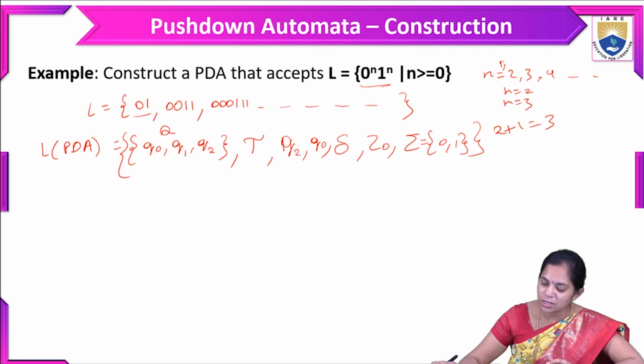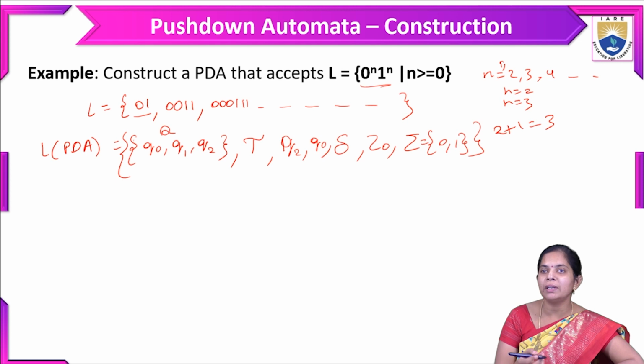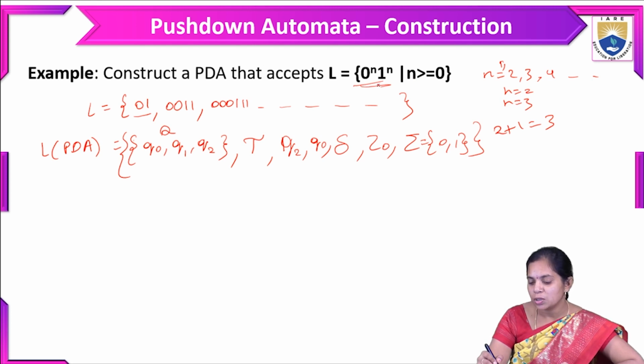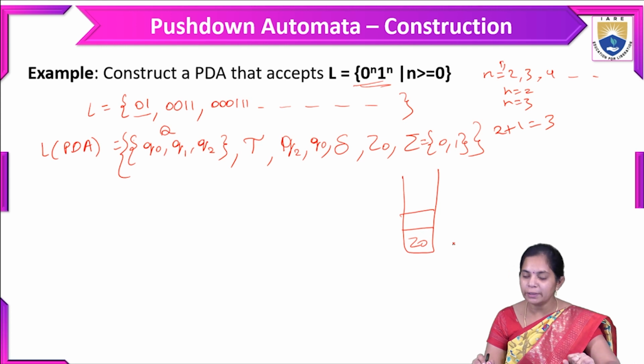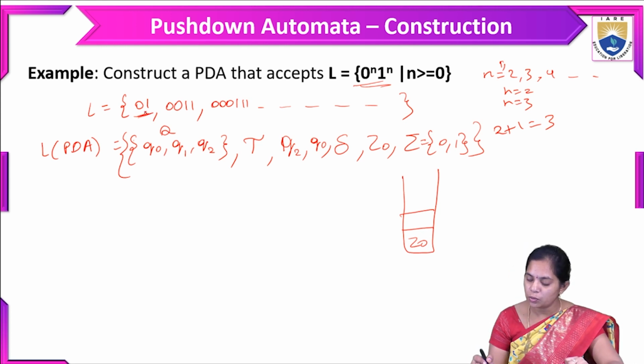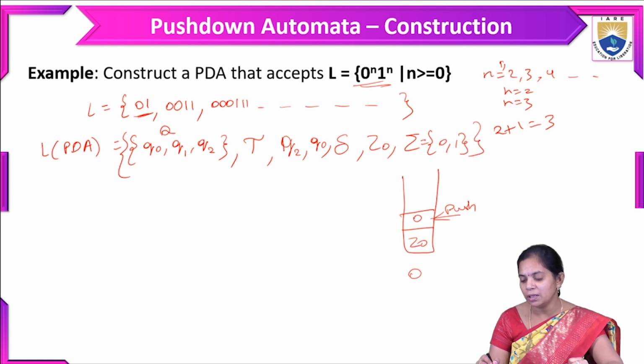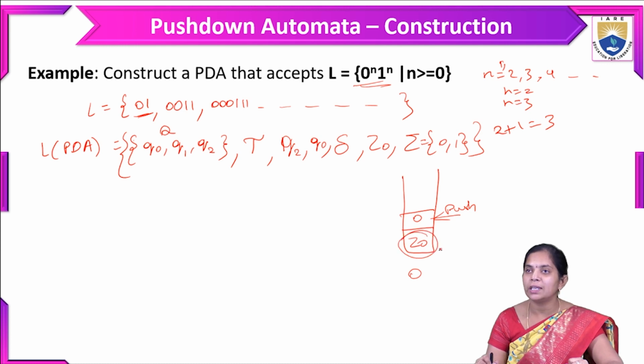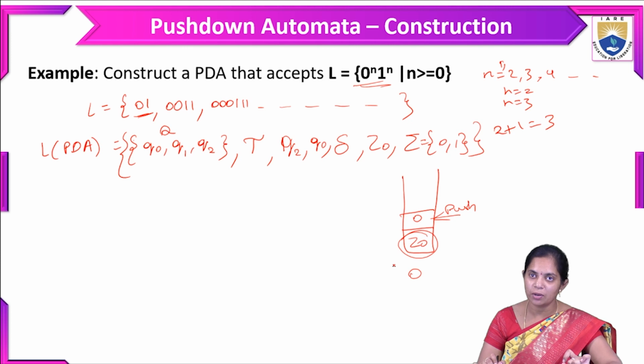First we will construct the transition function, and later we will draw the transition diagram. The language says 0 power n and 1 power n. For the top of the stack symbol, initially we have to push Z0. After reading the input symbol 0, we have to push 0, and whenever we read 1, we have to pop to empty the stack. If you take final state acceptability, after consuming all of the input string, the stack should reach Z0 again, the initial stack symbol only.